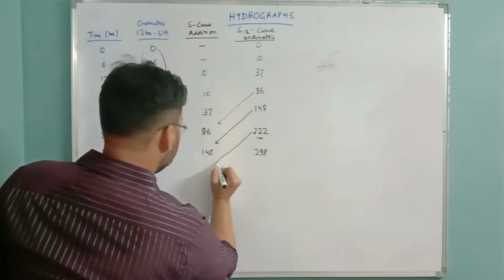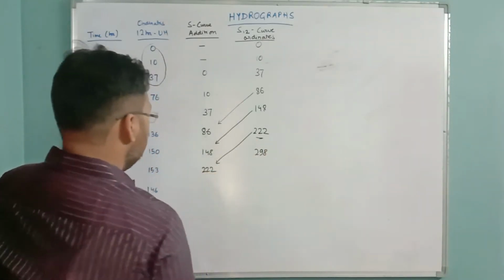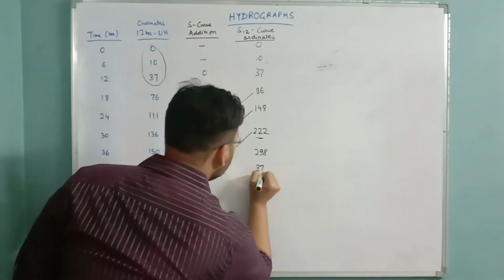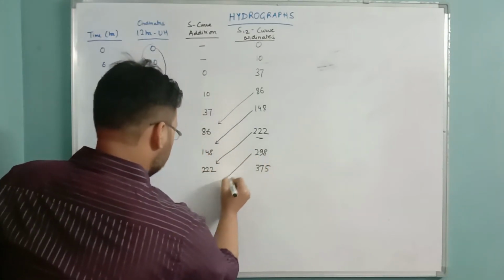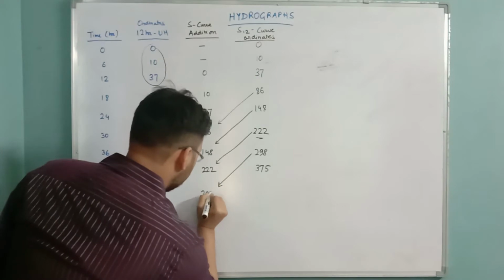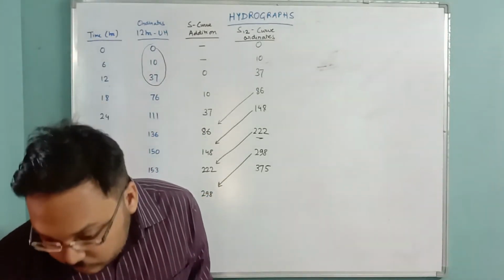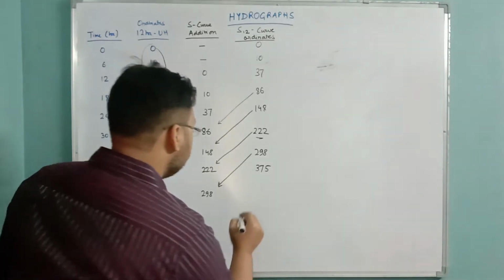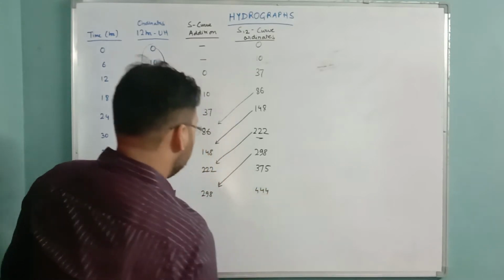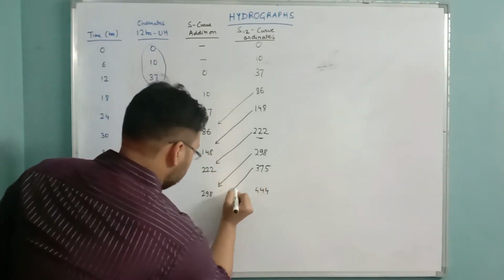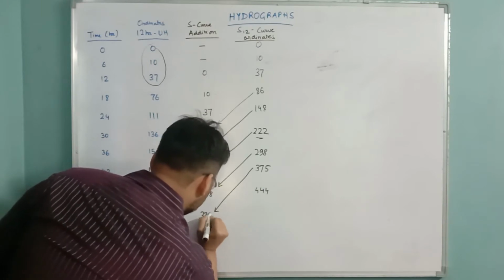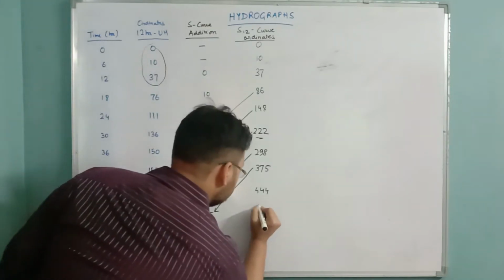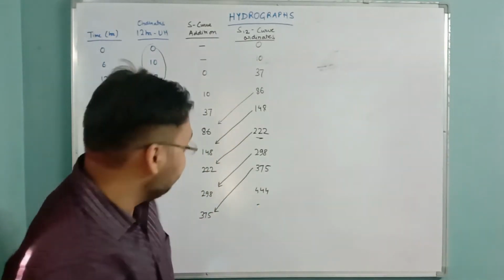Now this 222 will be used up over here. So 153 plus 222 is going to give us 375. 298 will be written over here. 146 plus 298 is going to give us 444. Now let's write 375 over here. So 130 plus 375 is going to give us 505, I guess. Yeah, 505.